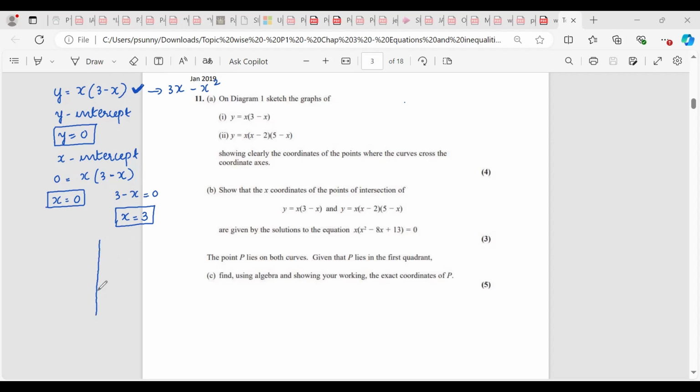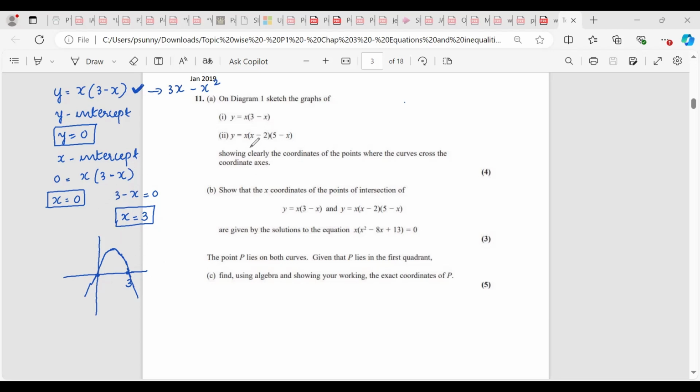So let's plot this here. The y-intercept is 0. The x-intercepts are 0 and 3. Let's say 3 is over here. And now we know that it is an N-shaped parabola, because the coefficient of x squared is negative. So this will be the graph for the first one, y equals x into 3 minus x.